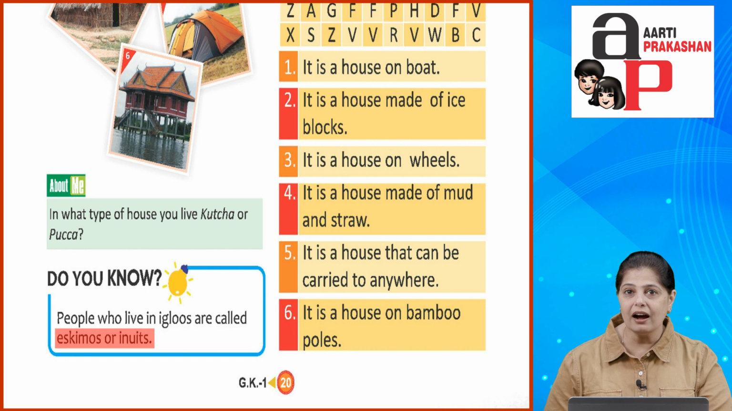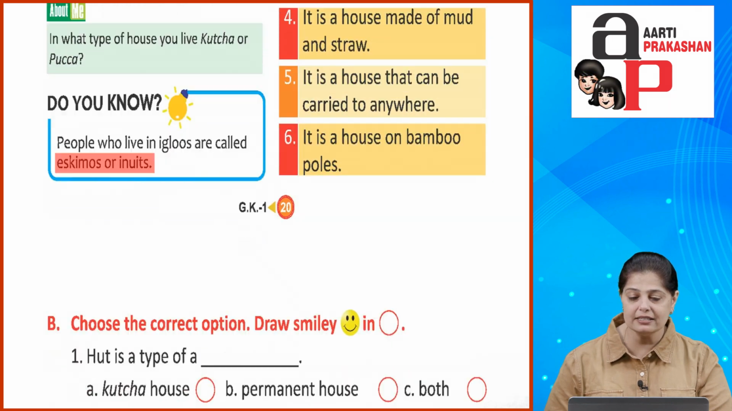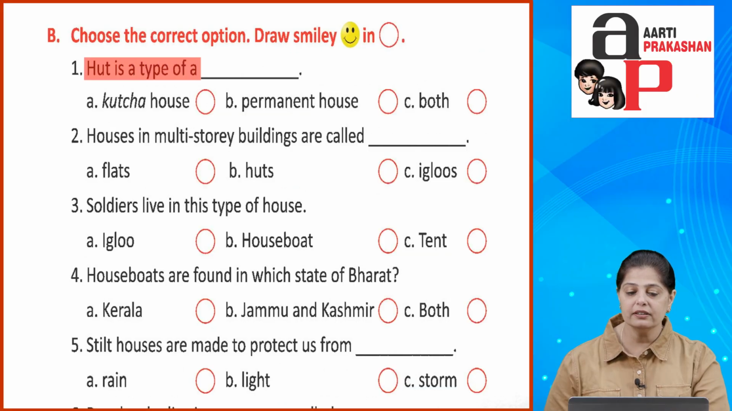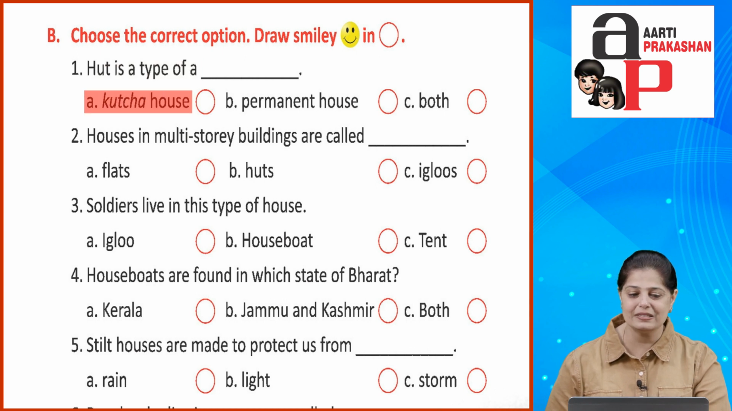And now you will start finding those words like houseboat, igloos, caravan, hut, and then tent and the stilt house in the grid, okay, and start circling that. So now choose the correct option. Draw a smiley in the circle. Hut is a type of a kacha house, permanent house, or both. Tell me, hut is made up of what? Mud and straws. So it is a kacha house. So you'll put a smiley next to kacha house, okay, in the circle.